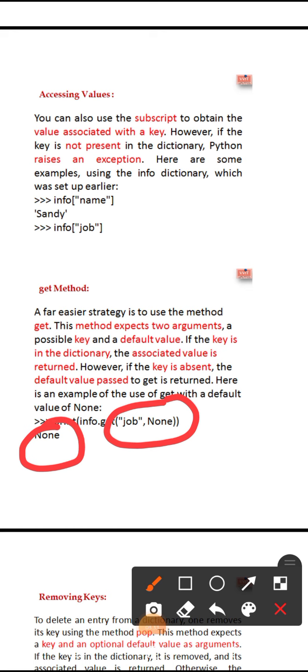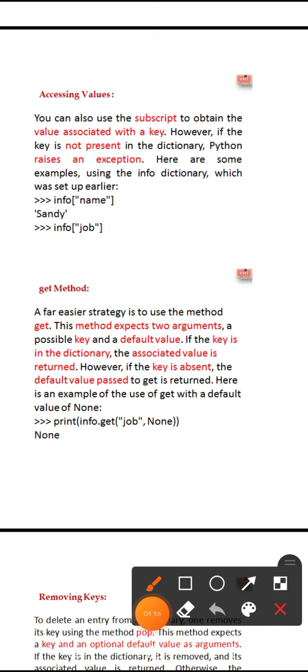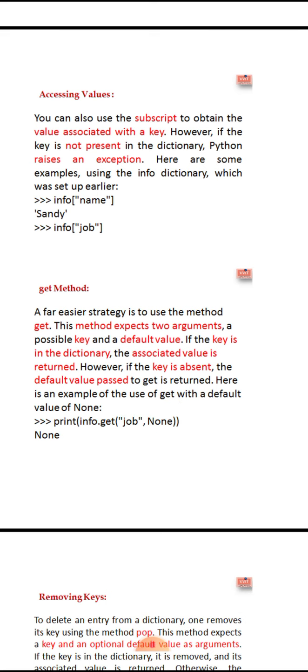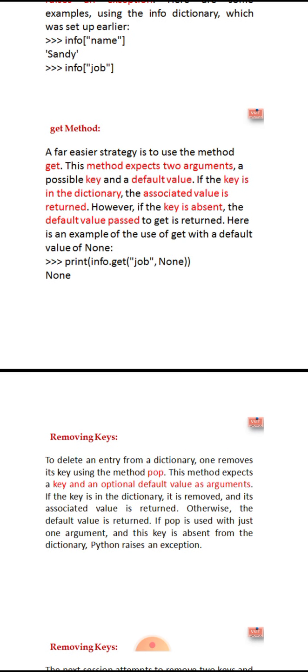If we ask print info dot get name, in this we place name and here we place none, so the name is Sandy and it will print Sandy. If the key is present, it will print the value. If that is not present, it prints none.